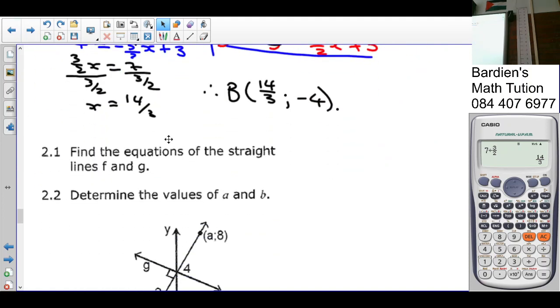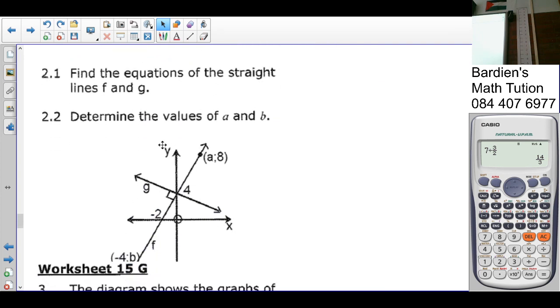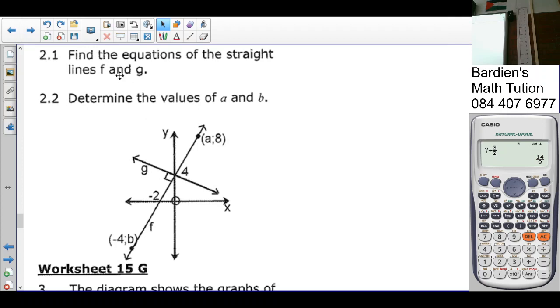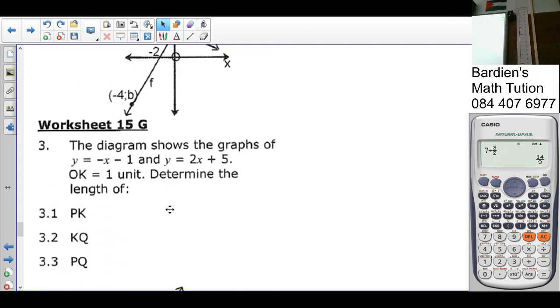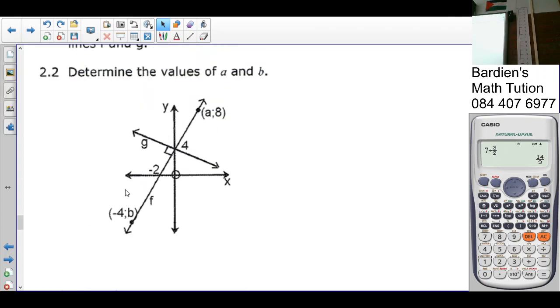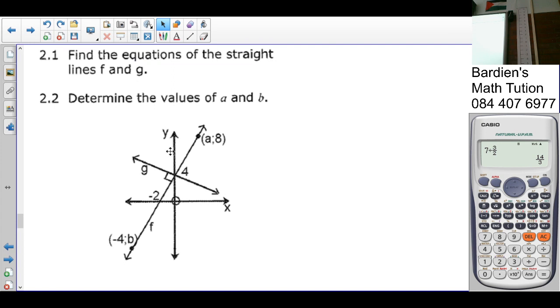Okay. Let's go with number 2. Find the equation of the straight line of f and g. Okay, I'm just going to move this down a bit. So if you're looking at g of x, we can't calculate g of x first. We only have one point on the graph. We don't have the gradient.